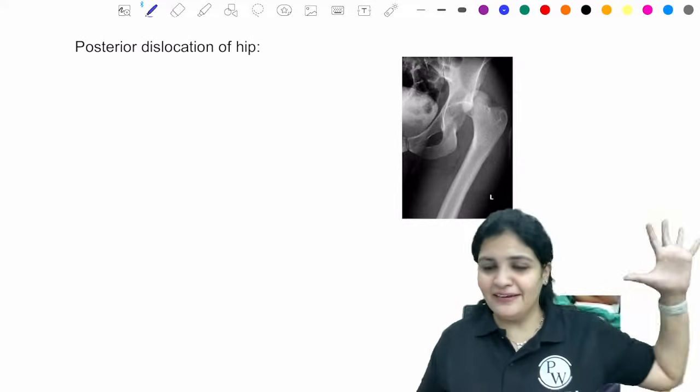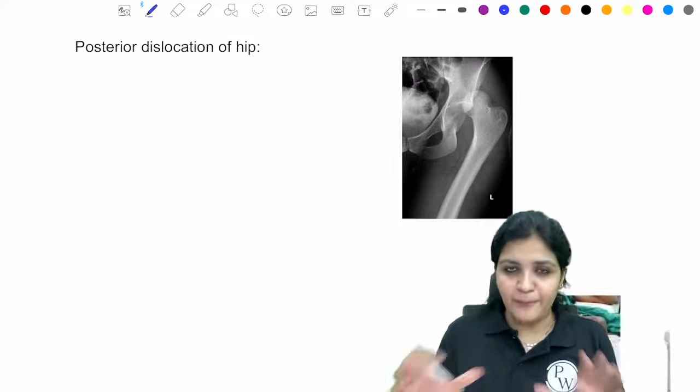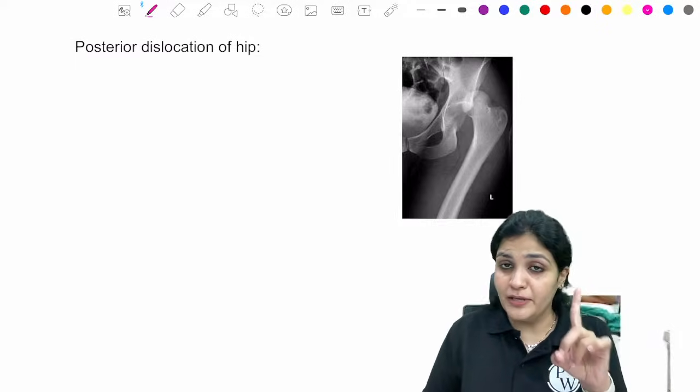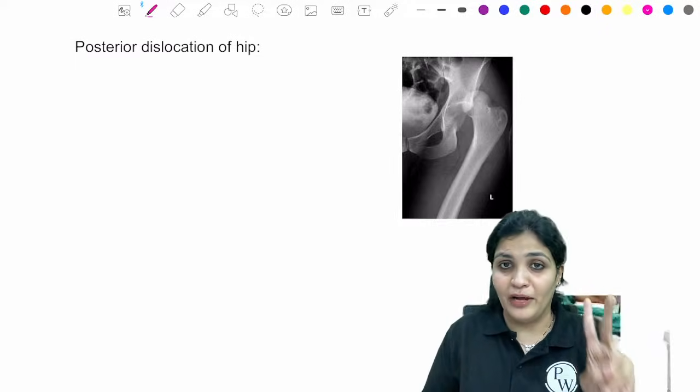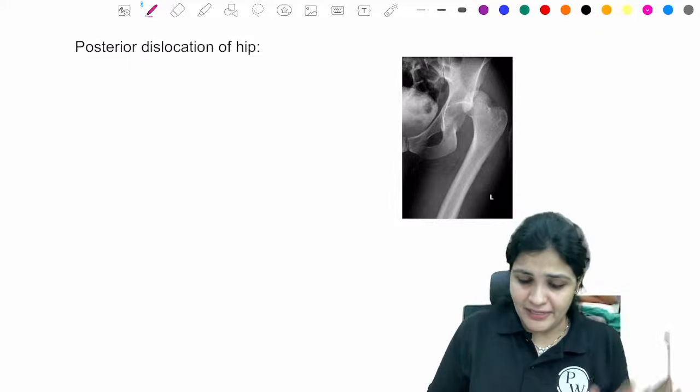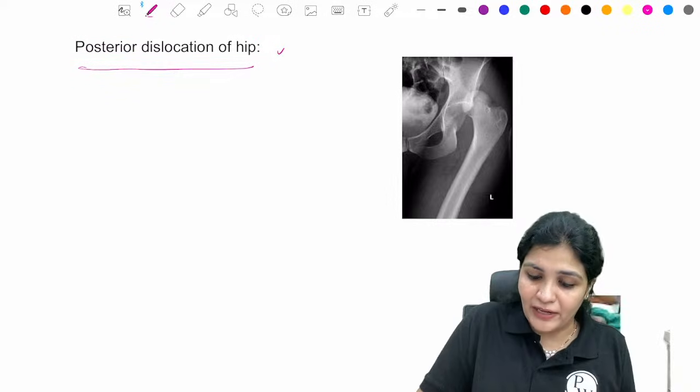Okay, now let's complete this topic. Posterior dislocation of the hip. This is again another very, very important topic. I have told you it is important throughout your prof, viva, practicals, your NEET PG, INICET, whatever exam you write. The posterior dislocation of the hip is very, very important.